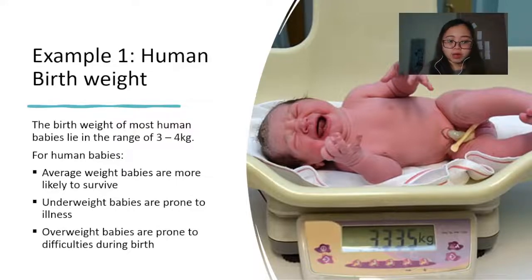If they're underweight babies, so maybe 3 kilograms or maybe 2.5 kilograms at birth, the process of giving birth to them is okay, but once they're out of the womb, they are more prone to illnesses, and if they don't survive the illness, they're not going to survive until childhood. Whereas for overweight babies, these are 4 kilograms and above, they are more prone to difficulties during childbirth. So if it's a normal birth, you can imagine how narrow is the cervix, and an overweight and large baby would have a difficult time being born as compared to the average weight babies.